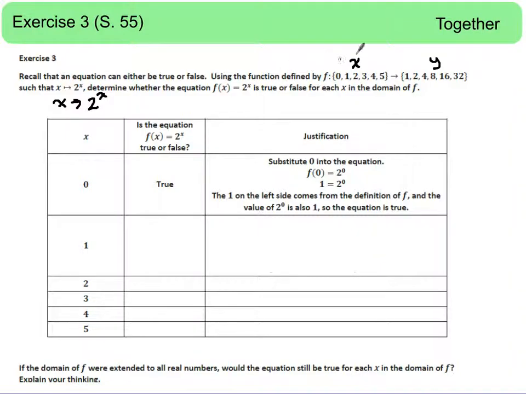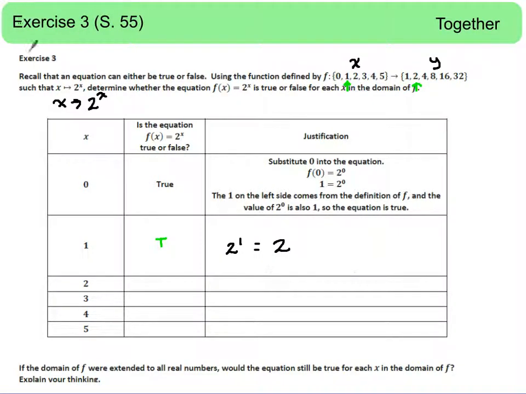So if we plugged in this one, for example, they say is true, and the justification is if you plug 0 in here, 2 to the 0 power is equal to 1, so it does match. If we were to take this one and say 2 to the first power, that's going to equal 2. And so again, we see that this 1 here maps to this 2 here. And so we would say that that is T for true.